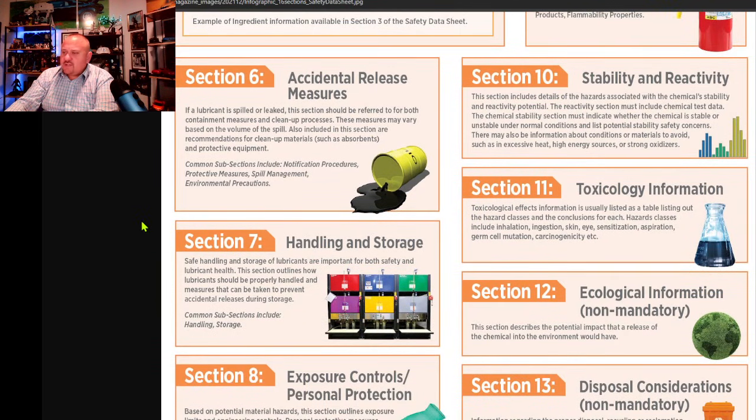Section 7, safe handling and storage. Safe handling and storage of lubricants and chemicals are important for both safety and chemical health. In this instance, they're talking about lubricants. This section outlines how lubricants, or chemicals, should be properly handled and measures that can be taken to prevent accidental release during storage. Common subsections include handling and storage.